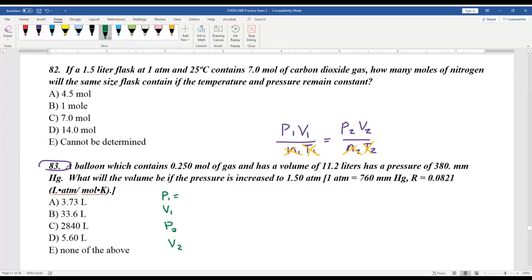So what's my initial pressure? What's the starting pressure of this balloon? 380 millimeters of mercury. Now the truth is, it doesn't necessarily have to be starting pressure and ending pressure. As long as P1 and V1 correspond to each other, it doesn't matter if they're the initial or the final, but P1 and V1 have to refer to the same set of conditions. So it says the balloon starts out with 11.2 liters at a pressure of 380 millimeters of mercury. So that volume and that pressure go together, 11.2.